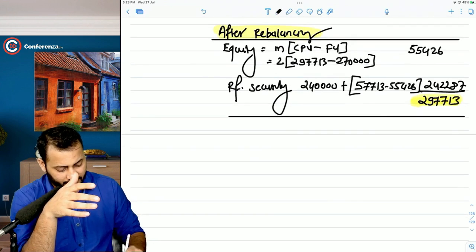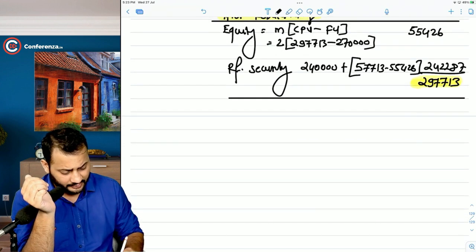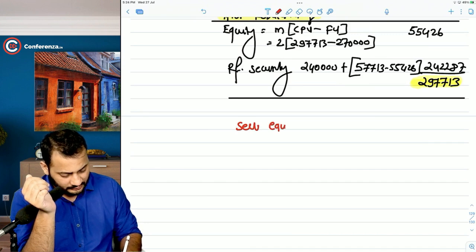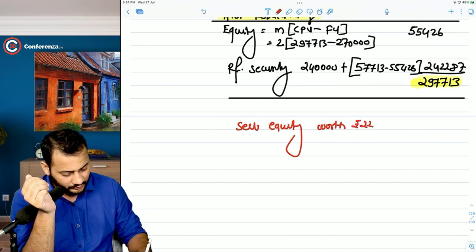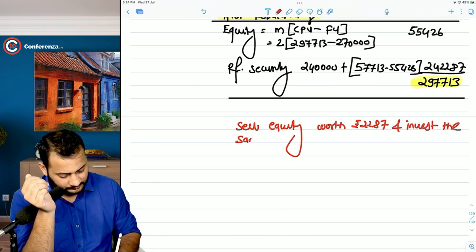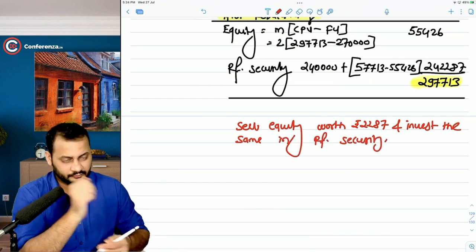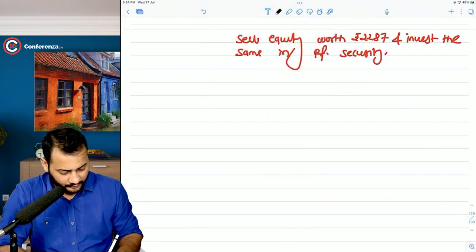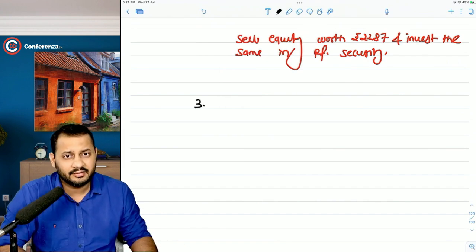So what are you going to write here? Sell equity worth 2,287 and invest the same in risk-free security. Getting it? Now what are you going to do? Just go home, sit back and relax.